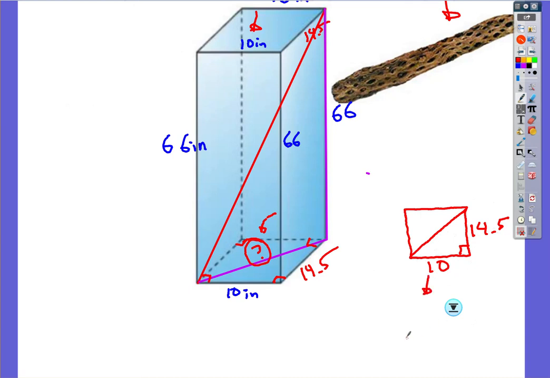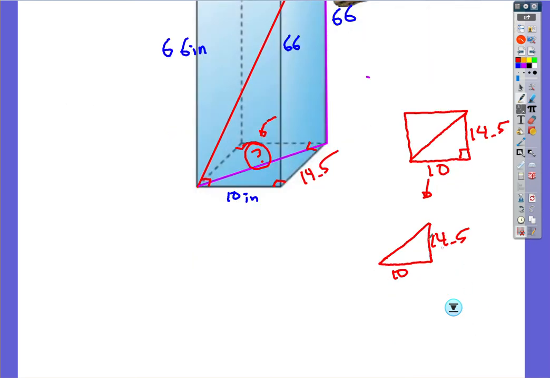And since all of these are right angles, I essentially have a right triangle here. So I'm trying to solve for the hypotenuse to get this length, of a 10 by 14.5 triangle with the hypotenuse unknown. So we'll just apply the Pythagorean theorem here, just an a squared plus b squared equals c squared problem. So this just becomes 10 squared plus 14.5 squared equals our unknown quantity squared.